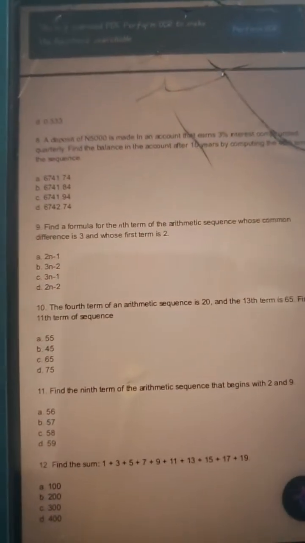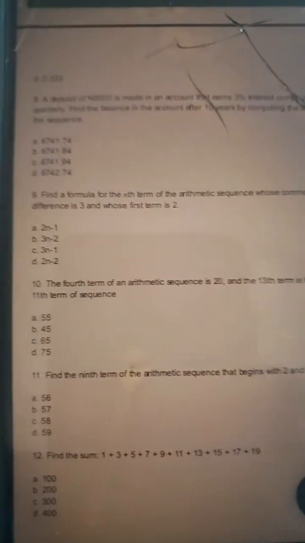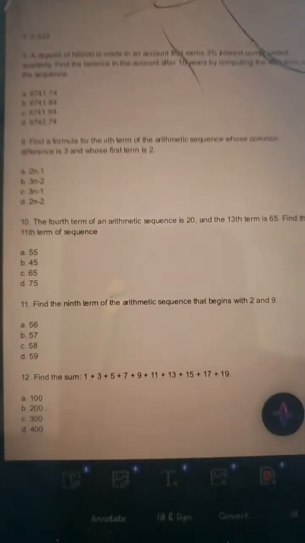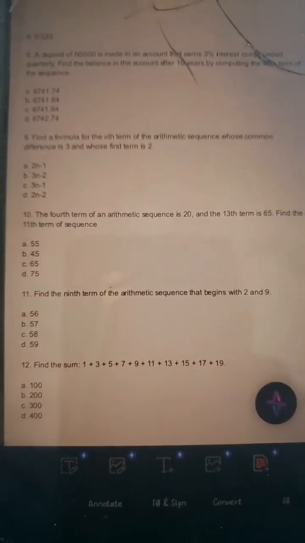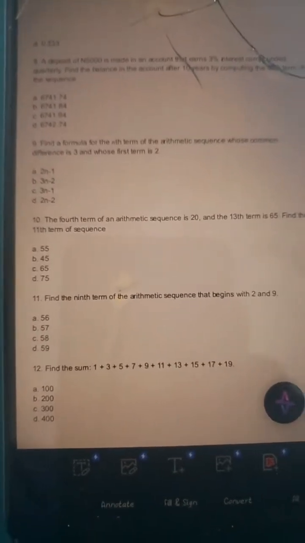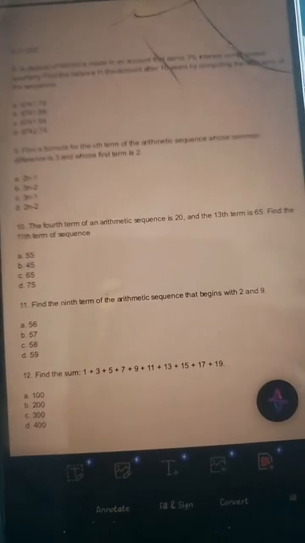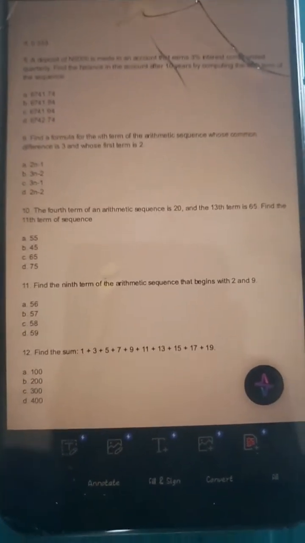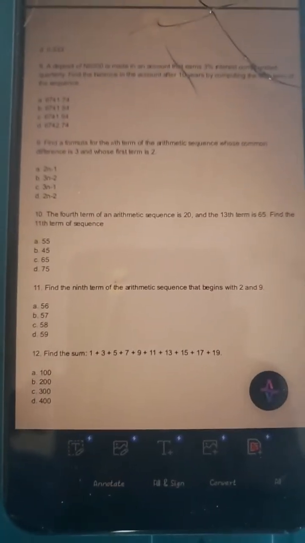So as you can all see here, that's option A, 55, as simple as that. So now let's try out the next question. That's question 11. We're told to find the 9th term of the arithmetic sequence. That's T9, right? That begins with 2 and 9, in the sense that your first term is 2 and your second term is 9, isn't it? So still applying the same method.